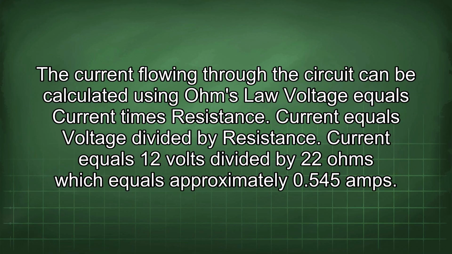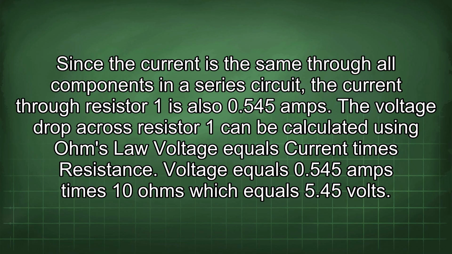The current flowing through the circuit can be calculated using Ohm's law. Voltage equals current times resistance. Current equals voltage divided by resistance. Current equals 12 volts divided by 22 ohms, which equals approximately 0.545 amps. Since the current is the same through all components in a series circuit, the current through resistor 1 is also 0.545 amps.